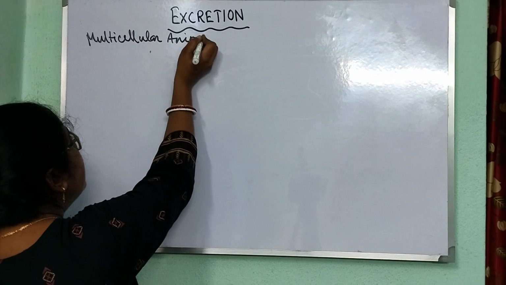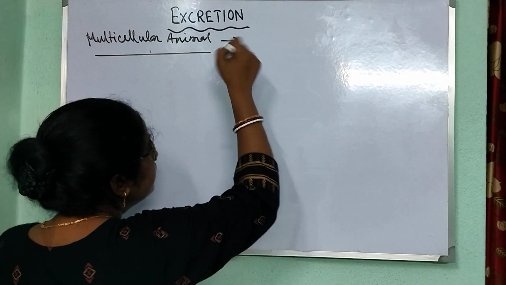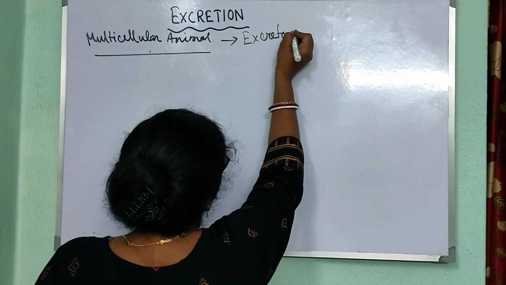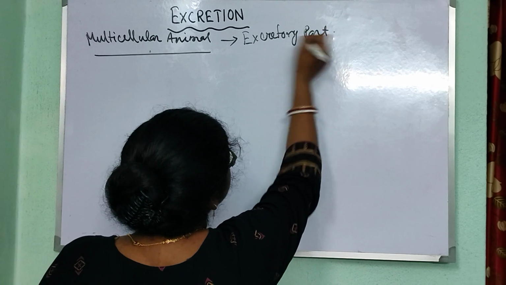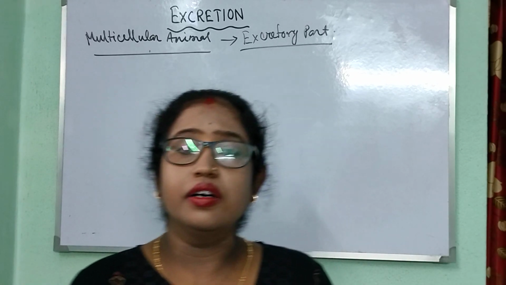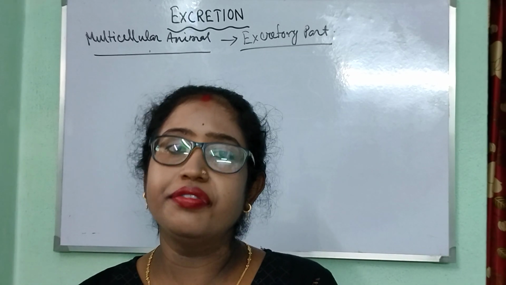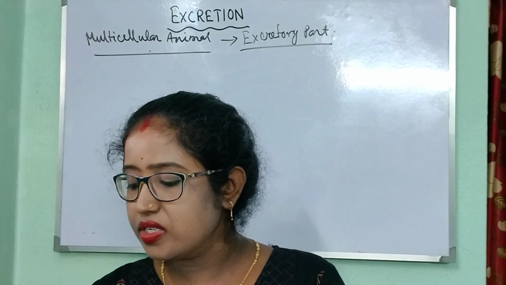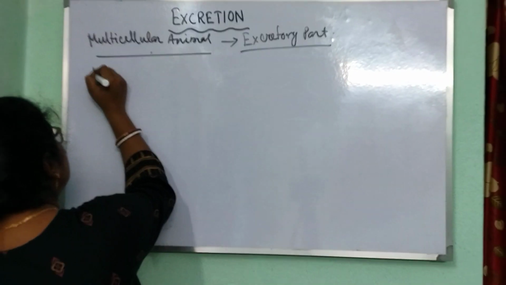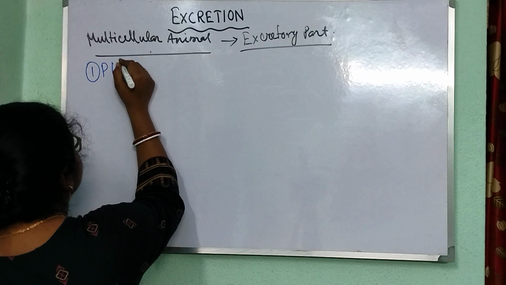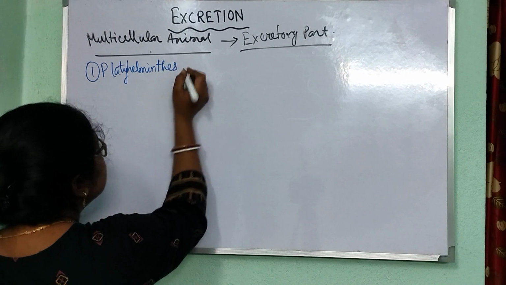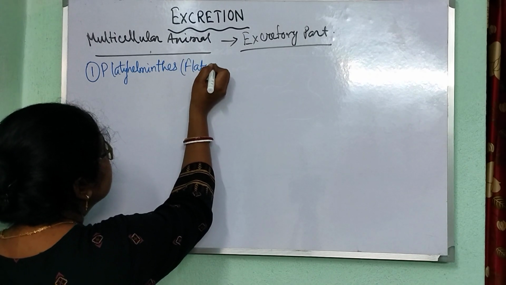In other multicellular animals, they have a definite excretory system or excretory part in their body. So let us discuss some excretory systems or excretory organs in different animals. The first group is platyhelminthes. This includes the flatworms.